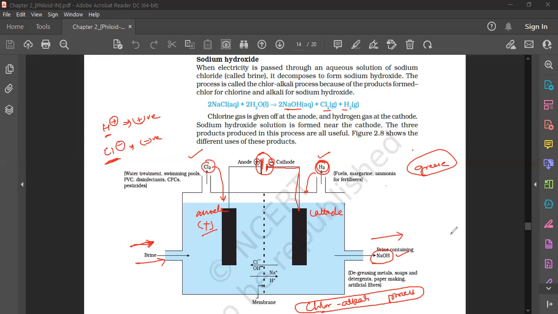And H2 gas will be used in fuel and margarine. Margarine is nothing but the preparation of vanaspati oil or vanaspati ghee. And ammonia for fertilizers. These are the uses of H2 gas. Any doubts in this diagram? Any doubts in this diagram? No.